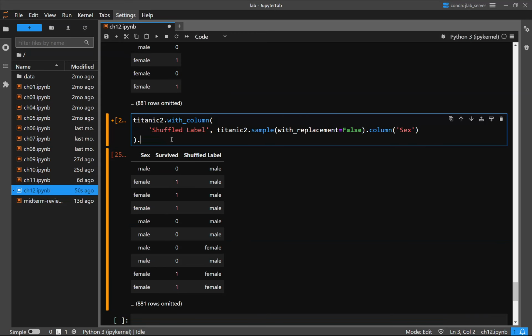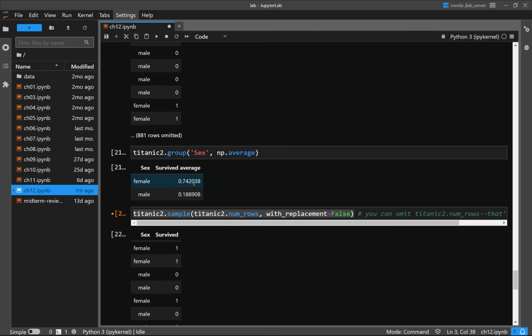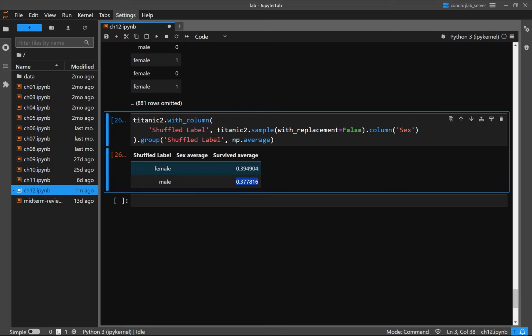And so if we do a group now on shuffled label, and we do np.average, take the average of the numeric stuff, do you see how these numbers, what's the proportion of women and the proportion of men who survived, are a bit closer to one another than the original values? It's like 75 and 19-ish percent. This is like 40%, like 38%. Yeah, 39, 38. So that's interesting, right?